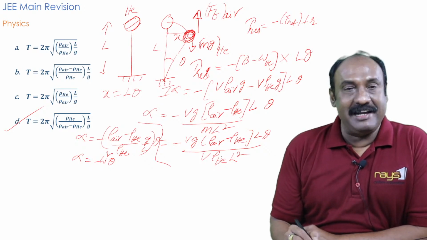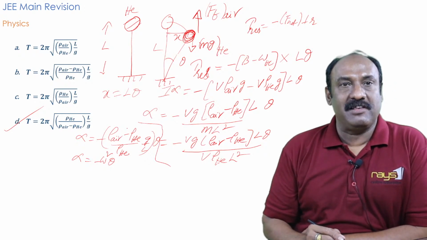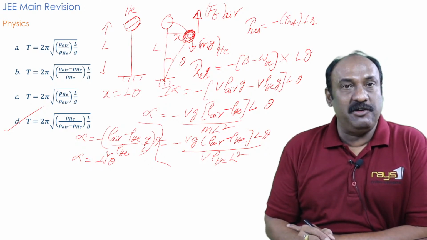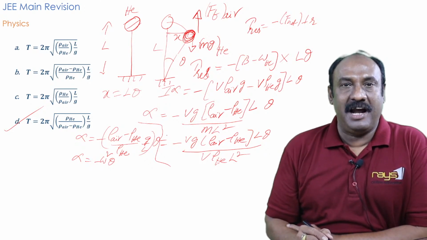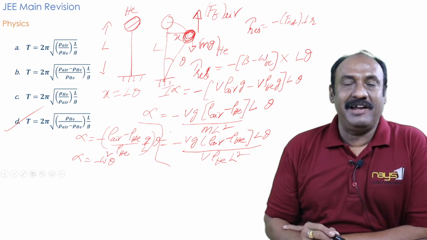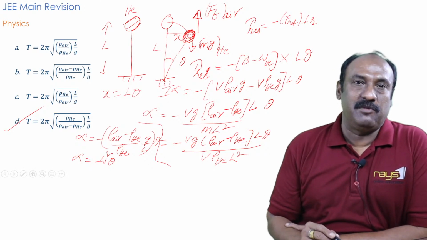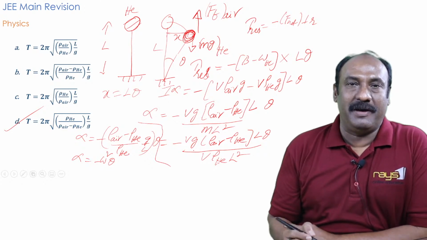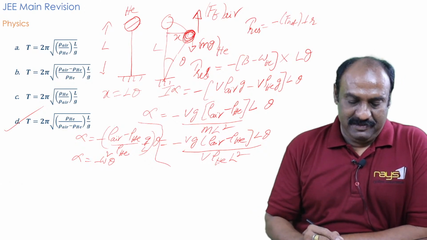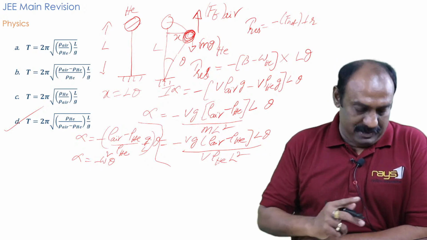One L gets cancelled, and after calculation we get alpha value as minus (density of air minus density of helium) by density of helium into g by L into theta. Now it is in the standard form of a particle executing angular simple harmonic motion. It is compared with the standard form, alpha equal to minus omega squared theta. So from this omega square value is (density of air minus density of the helium) by density of the helium into g by L.